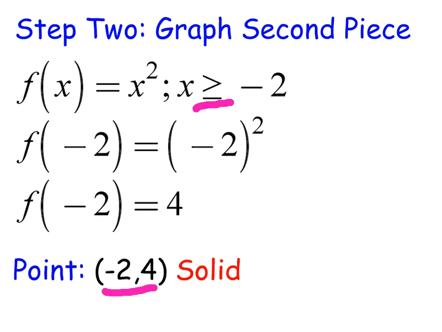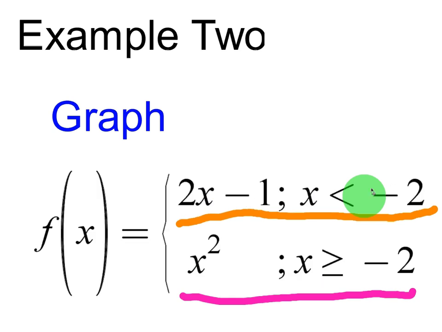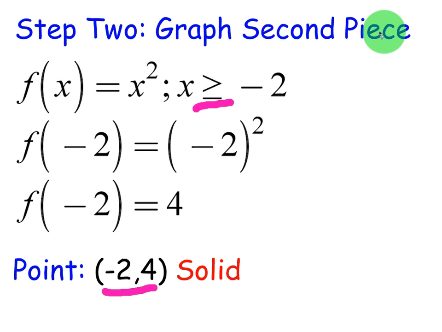All right. Step 2, graph the second piece. So we're talking about this. I hate when that happens. We're talking about this bottom piece right here. x squared whenever x is greater than or equal to negative 2. So I'm going to plug in my negative 2 into x squared, and I get 4. It's going to be solid because there's a bar here. Negative 2 is part of this interval. So I'm going to have a solid point at negative 2, comma 4.